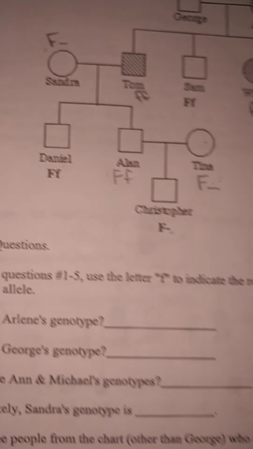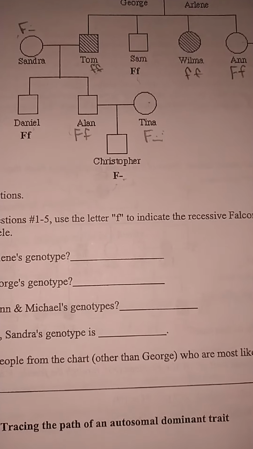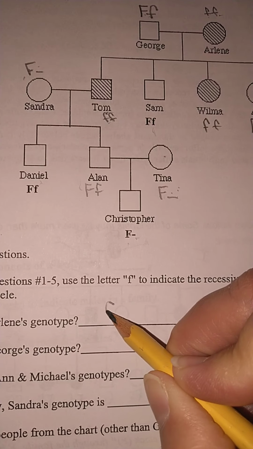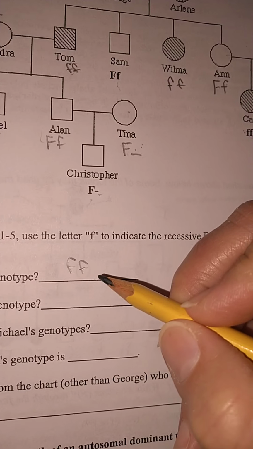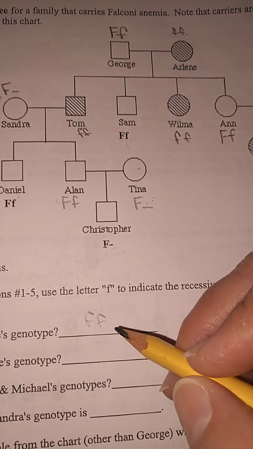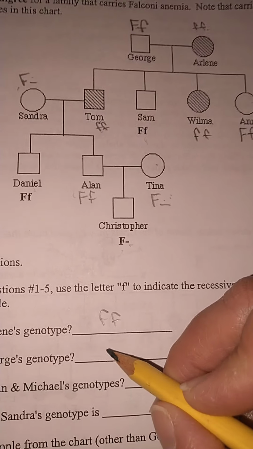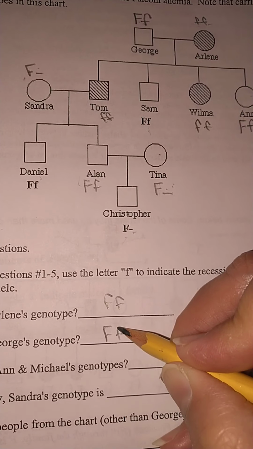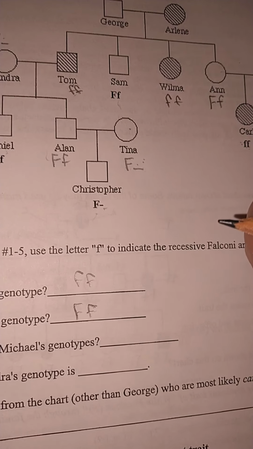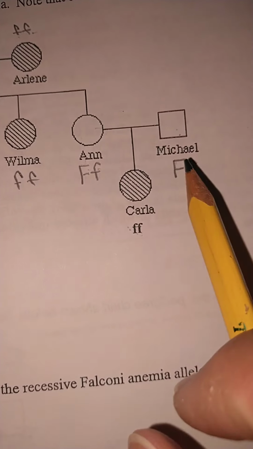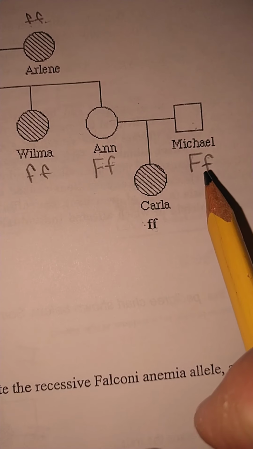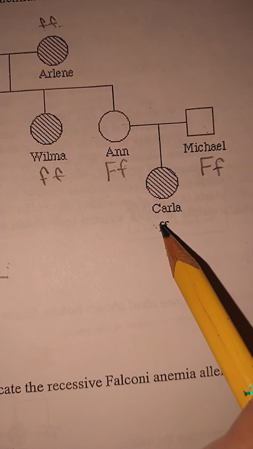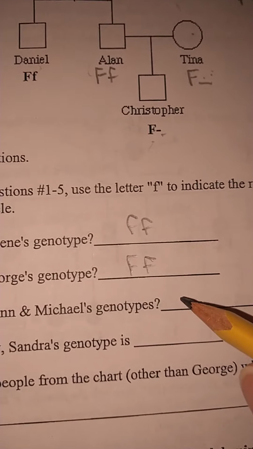Okay, so let's look at the questions real quick. What is Arlene's genotype? Well, back up here at Arlene. Arlene has a trait. It's a recessive trait, so she is little f, little f. George's genotype. George did not have the trait, but he had children who did, so he had to be big F, little f. Anne and Michael's genotypes. Well, neither one of them had the trait, so they both had a big F, but then they had a child who had two little f's. So one little f from Anne and one little f from Michael. So both of them had to be big F, little f.